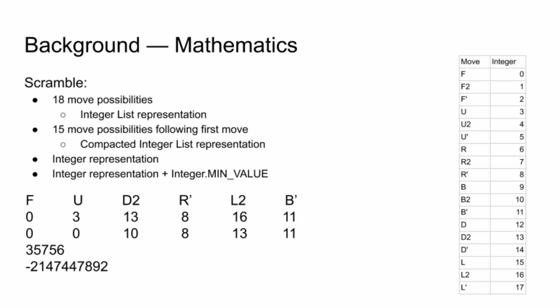From the compacted list, we can create an integer representation, which is just a single number. That is done by treating the compacted list as if it was a single base 15 number. The final step is to add Integer.MIN_VALUE, which is -2^31. This is done for a pure comp sci reason. The size of these integer representations are going to get very large very quickly. So large, in fact, that they exceed what Java can store as an integer. So if we add -2^31, which is the smallest number Java can store, it effectively doubles the amount of scrambles able to be represented.